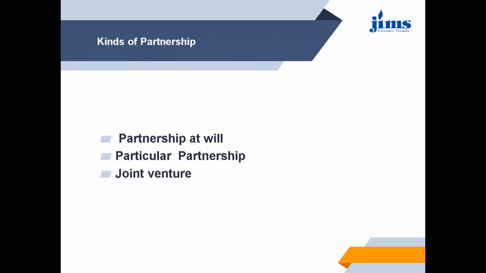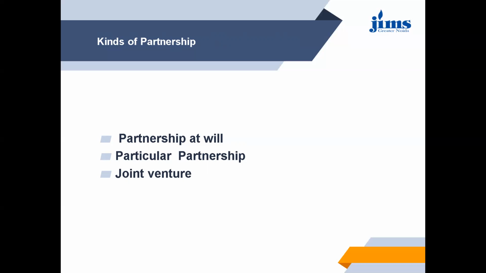Now, next is types of partnership. Basically, there are three types of partnership: partnership at will, particular partnership, and joint venture. Partnership at will is when a partnership is formed to carry on business without specifying any period of time. So, a partnership can continue for any time period as long as partners are willing to continue. It can be dissolved if any partner gives a notice to the firm to terminate or withdraw from the partnership.